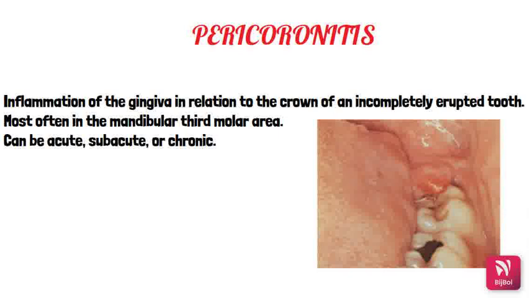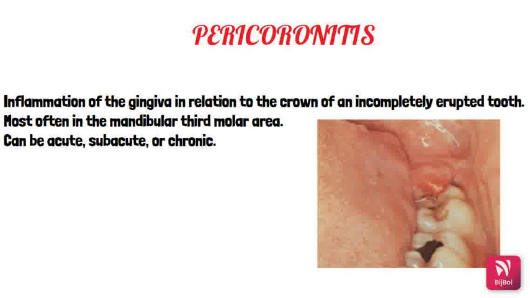The space in between the crown of the tooth and the overlying gingival flap is the ideal site for the accumulation of food debris and bacterial growth. This overlying gingival flap on the crown of the tooth is called the operculum. Excision of this operculum is called operculectomy. So in the treatment of pericoronitis, in some cases you will excise this flap, which is called operculectomy.